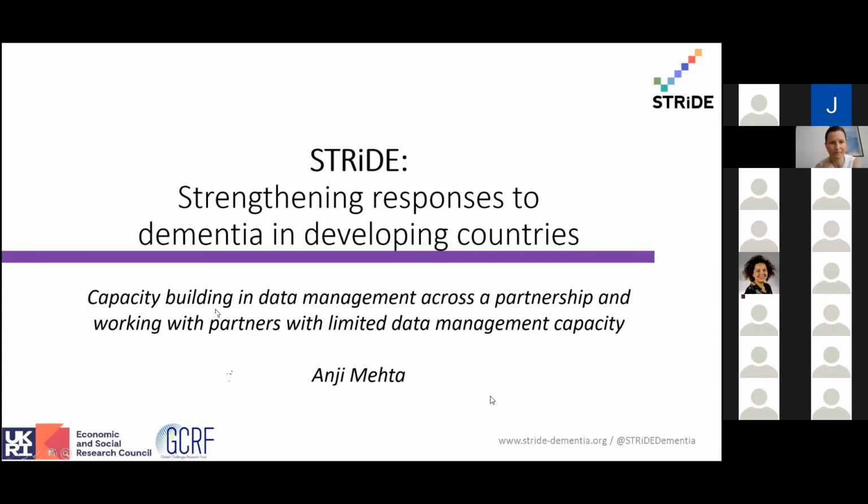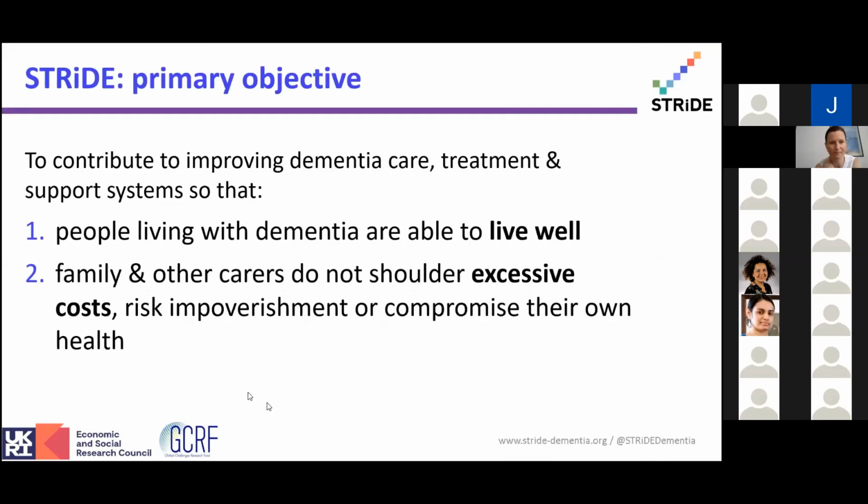So I'm from the STRIDE project, which is Strengthening Responses to Dementia in Developing Countries. I'm the administrative project manager. That's not my title, it's just easier to explain it that way. So the STRIDE project aims to improve dementia care treatment and support systems so people living with dementia are able to live well, and family and other carers are not excessively burdened, both in terms of costs and their own health and quality of life.